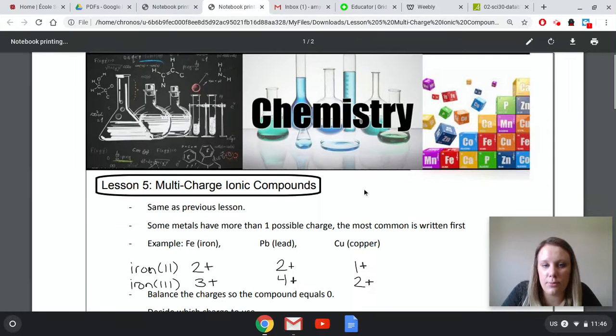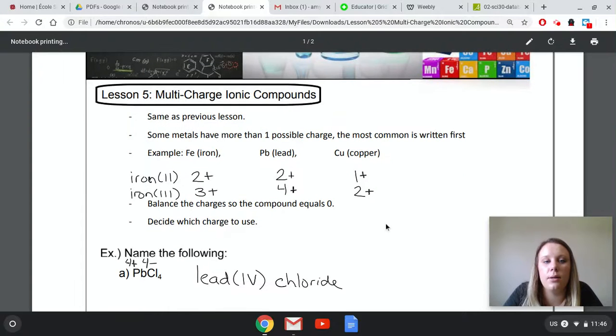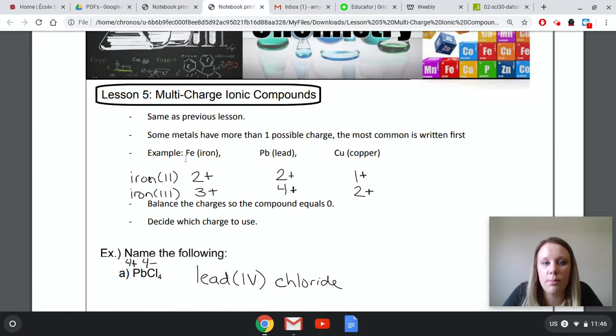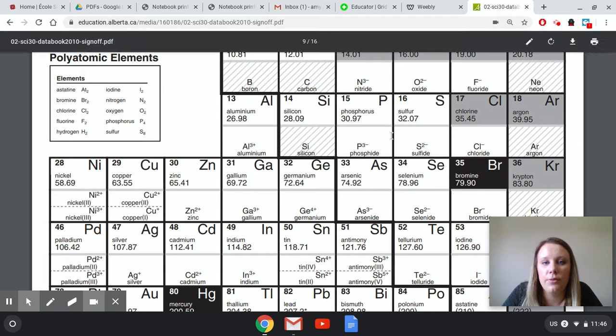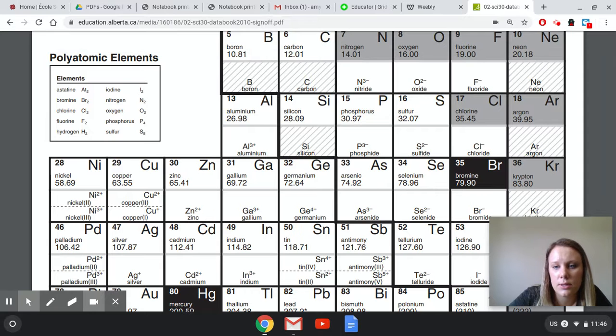Our next lesson that we did a few weeks ago was on multi-charge ionic. So some of the metals in the data booklet, like iron, lead, and copper, if you look at those, here we have copper and nickel as atomic number 28 and 29. If you look below, there are multiple charges that you can have for these metals. Something like zinc over here, this only has one possibility. Zinc will lose 2 electrons and have an overall charge of 2+. That's all that we're going to see happening with zinc.